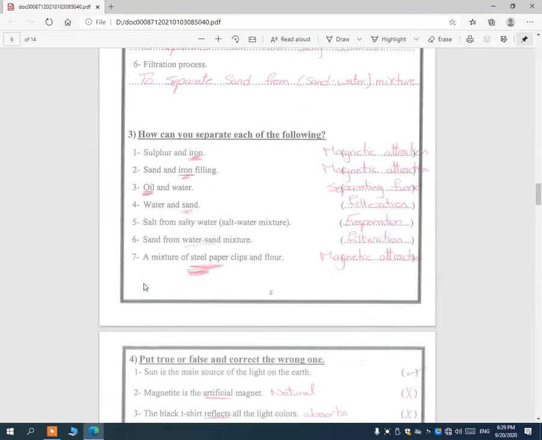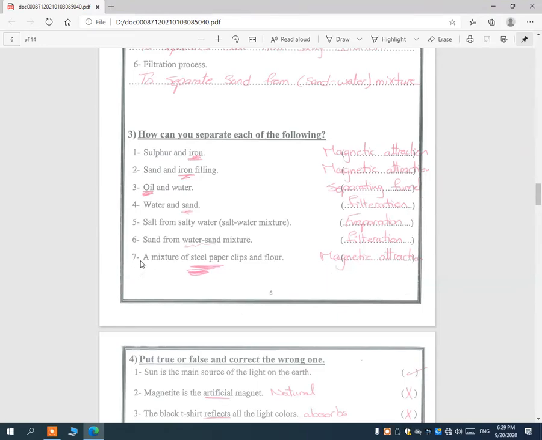Number 5, salt from salty solution. How to separate the salt from salty solution? By evaporation process. Number 6, sand from water and sand mixture. How to separate the sand from the water and sand mixture? By filtration process.